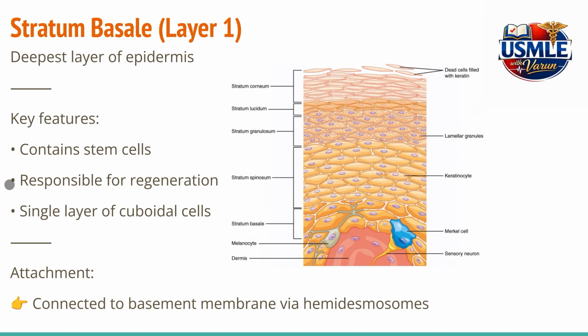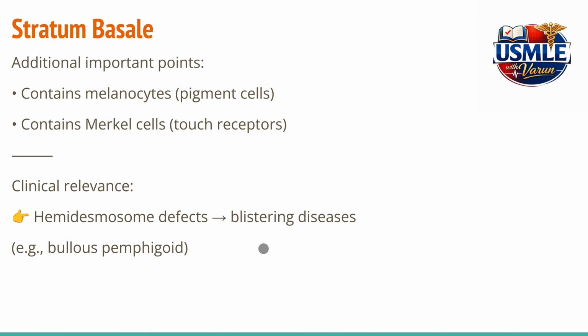So this stratum basale contains stem cells, and this is responsible for regeneration. Stratum basale is a single layer of cuboidal cells, and all the cells function as stem cells, connected to the basement membrane via hemidesmosomes. Additionally, it also contains melanocytes, also called pigment cells, which produce the pigment of the skin, and the touch receptors, or Merkel cells, that help us sense the environment.